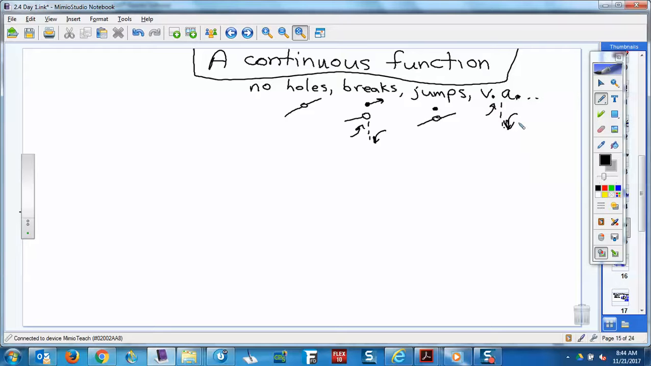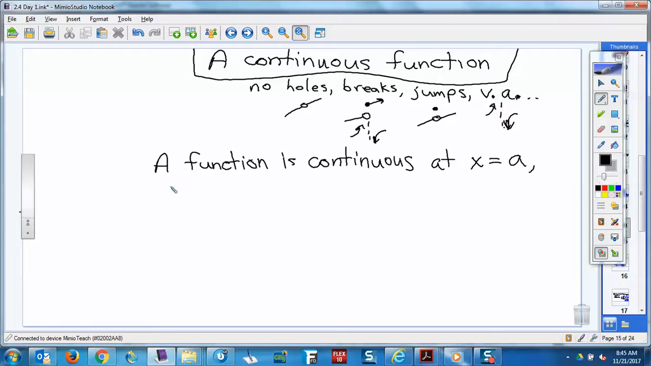Now, those are all very non-technical lingo for continuous function. That's fine. But now we're going to give a technical definition of continuous, what it means to be continuous, okay? A function is continuous at x equals a if, and then three things have to happen.